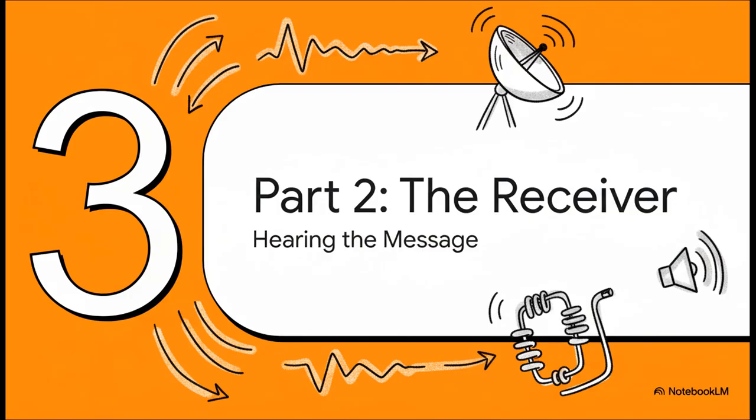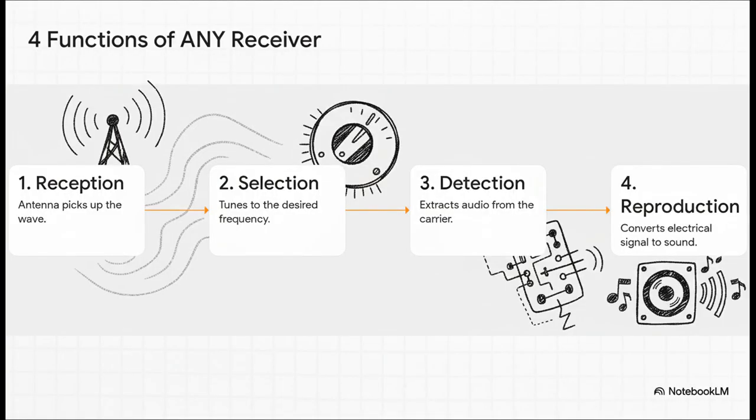All right, that's it for the transmitter. Our signal is now out there, flying through the air. So let's flip the script and talk about part 2, the receiver. How do we actually hear the message on the other end? You know, it doesn't matter if it's a simple crystal radio or a super high-tech gadget, every single receiver on the planet has to do these 4 basic jobs.